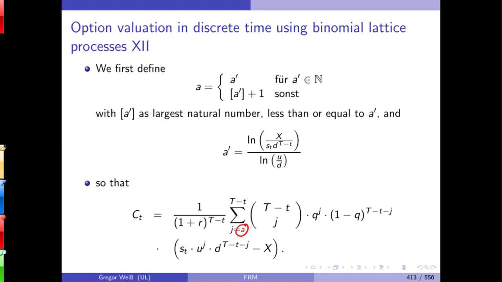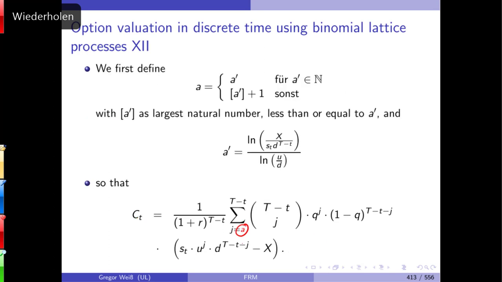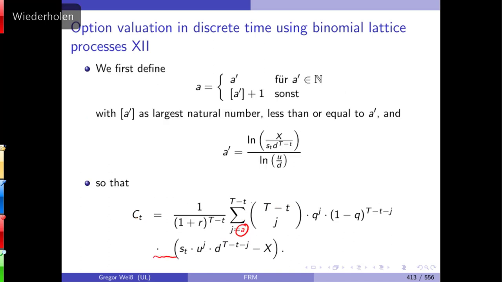We have A here, J equal to A. We had J equal to 0 here. And the other change is no maximum function here. So by setting J equal to A, the maximum function disappears. So this is very nice for computation. And then we have the option price, CT, that looks like this.